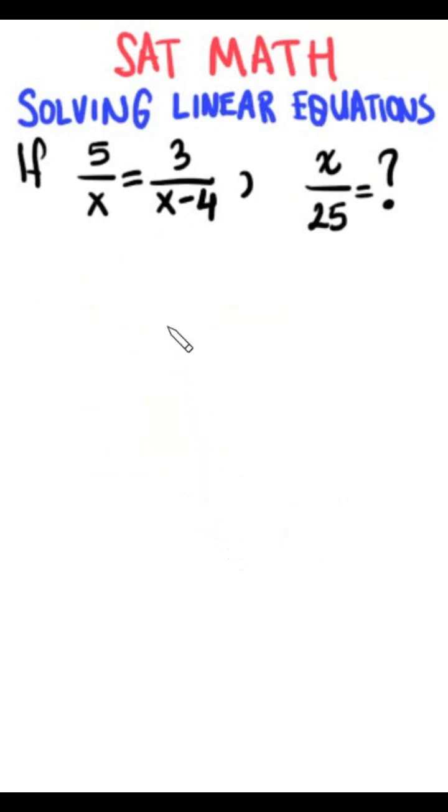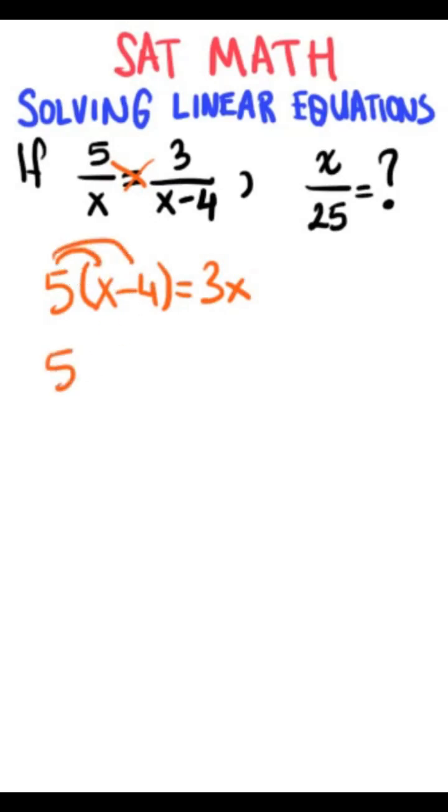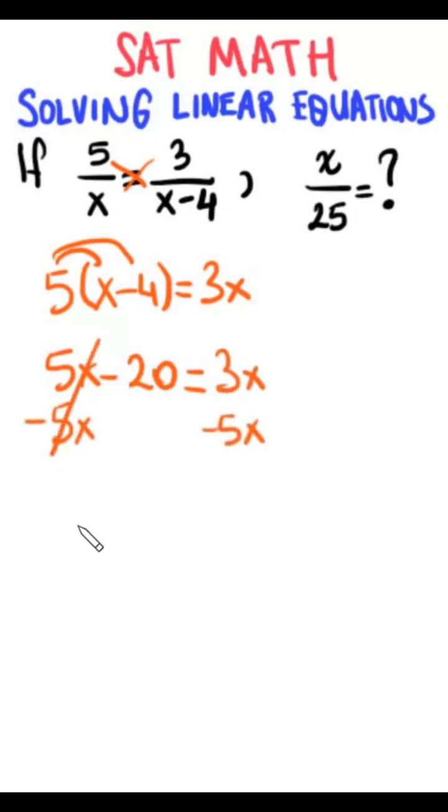Let's use cross multiplication to solve this problem. So 5 times (x minus 4) is going to be equal to 3x. So now let's distribute 5. 5x minus 5 times 4, which is 20, is equal to 3x. So now let's subtract 5x from both sides. So these two will be cancelled out. Negative 20 is equal to 3x minus 5x, which is negative 2x.